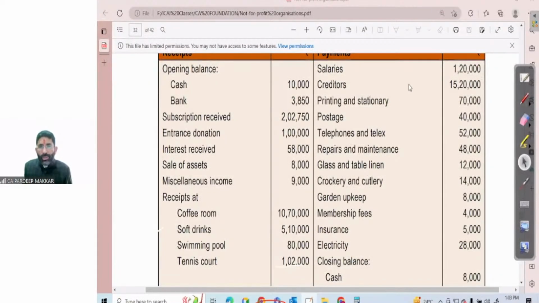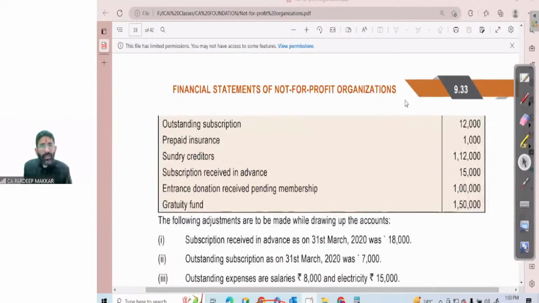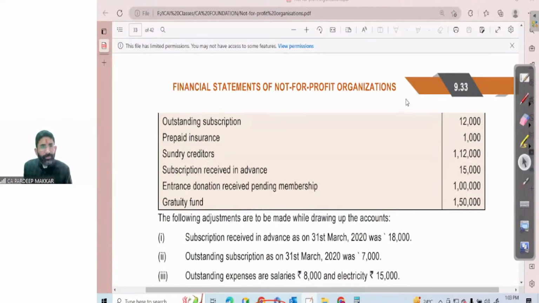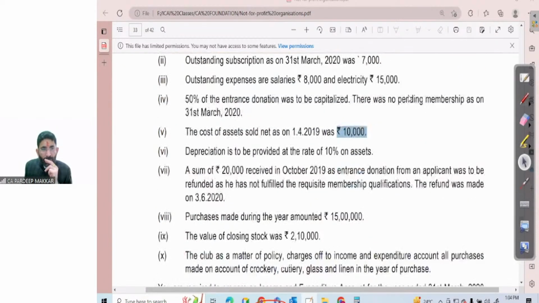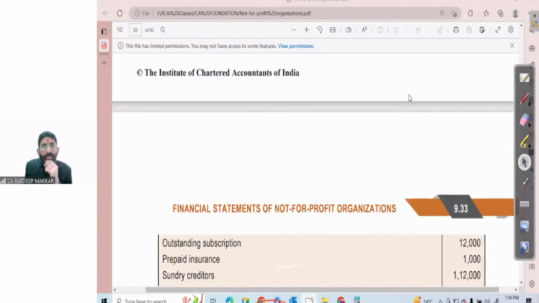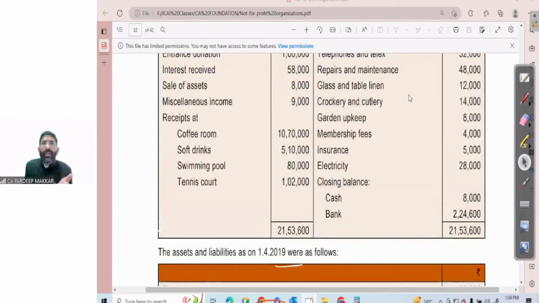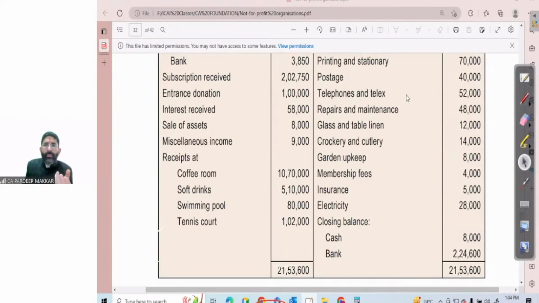Membership fees 4,000. How much is to be entered? Check it out. Is there any point regarding membership fees given to you? Is there any adjustment for membership fees? Okay. So no membership fees point is given to you. If nothing is mentioned, we may assume that the membership fees is a revenue income, because the amount is also very small and it will be entered. If it is a life membership fee, it will be treated as a capital income.